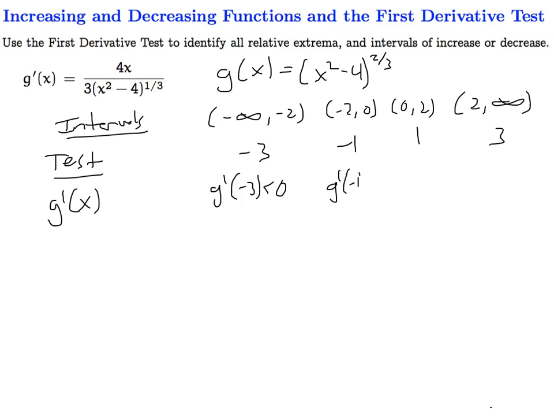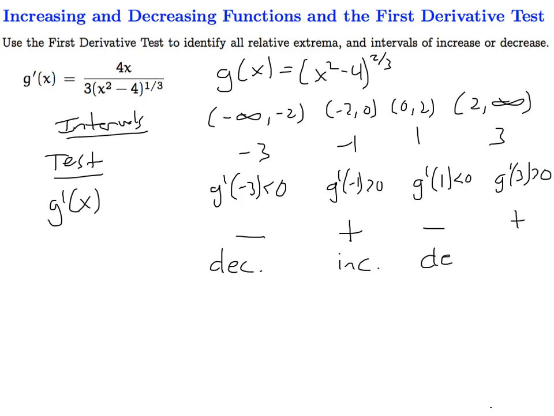We run through the arithmetic on putting negative 1 in the derivative. We end up with a positive number. We run through the arithmetic of putting 1 in, and we also get a negative number. And finally, when we put 3 into this derivative, we end up with a positive number. So we went negative, positive, negative, positive. So this tells me decreasing, increasing, decreasing, and increasing. And the last thing we want to do is figure out, well, what about our relative extrema?